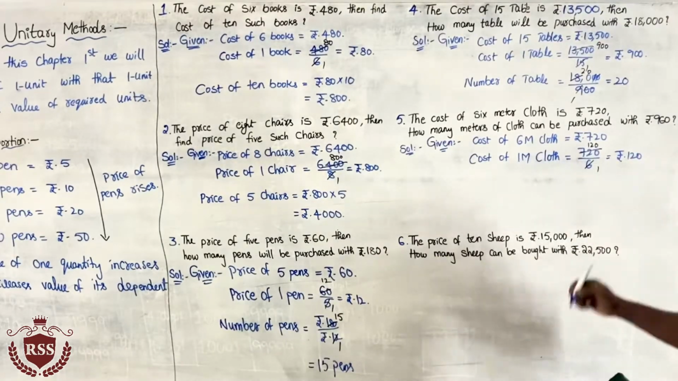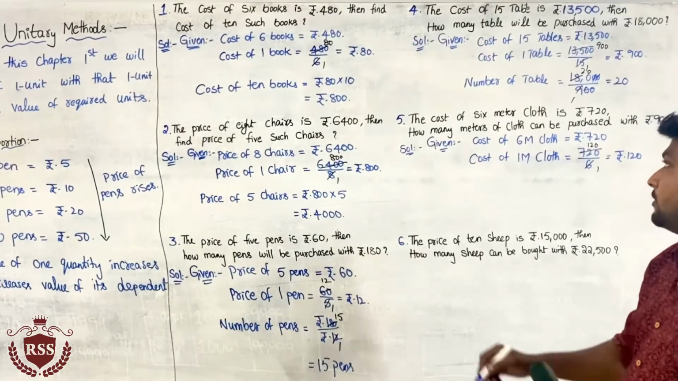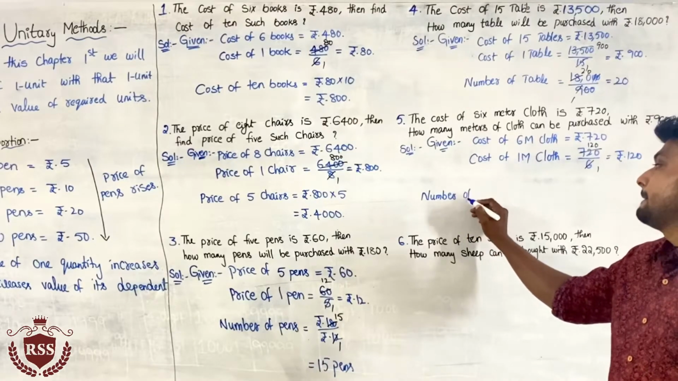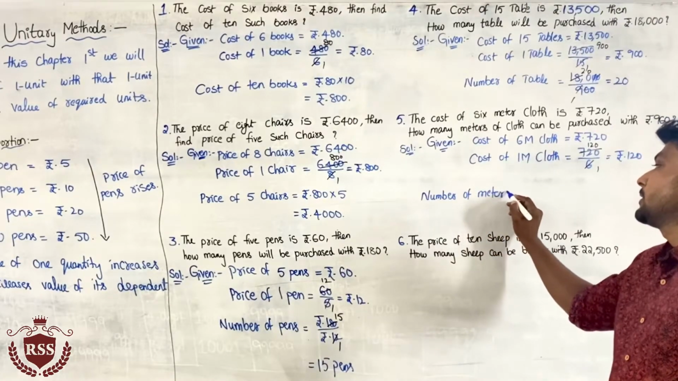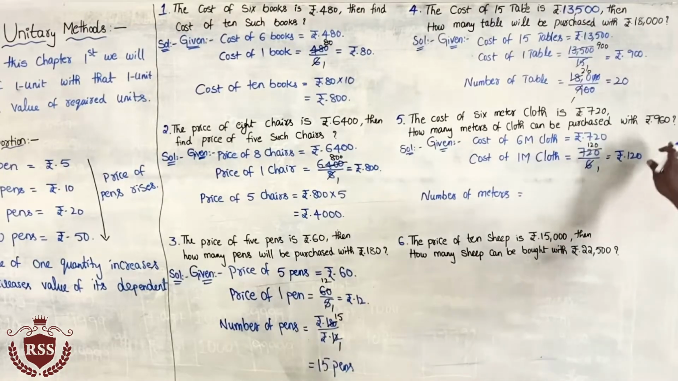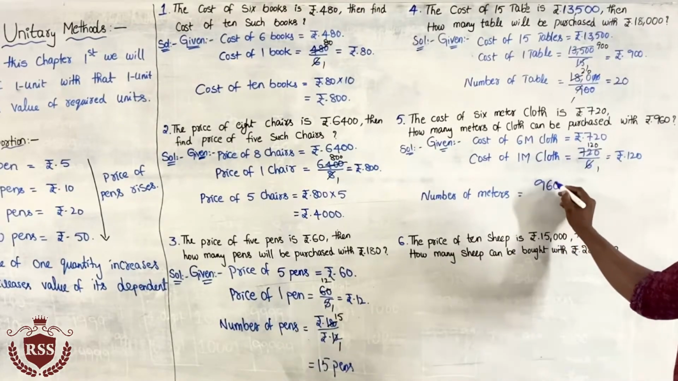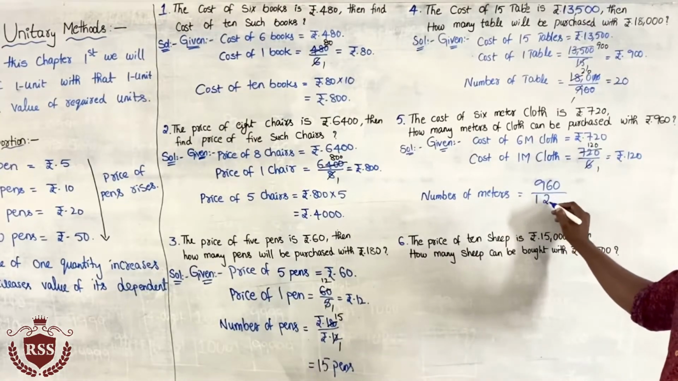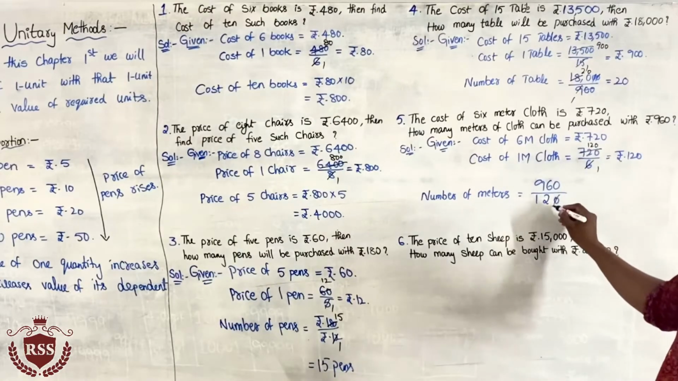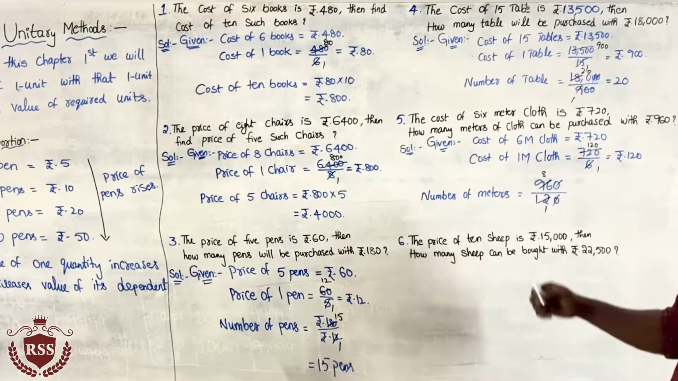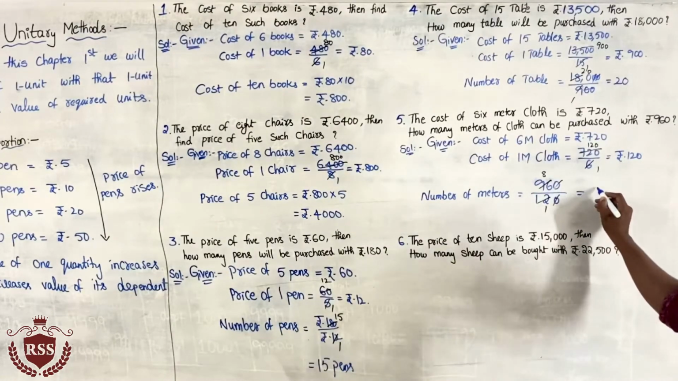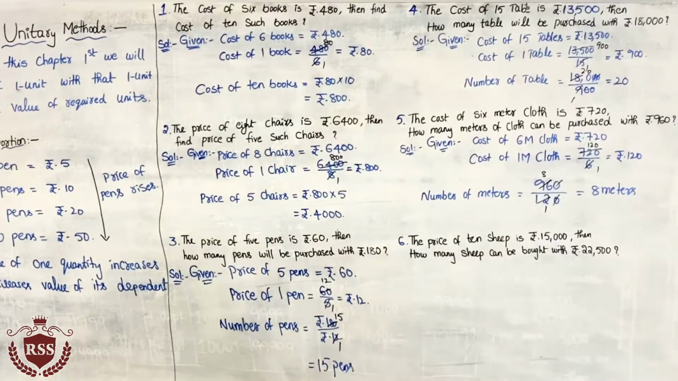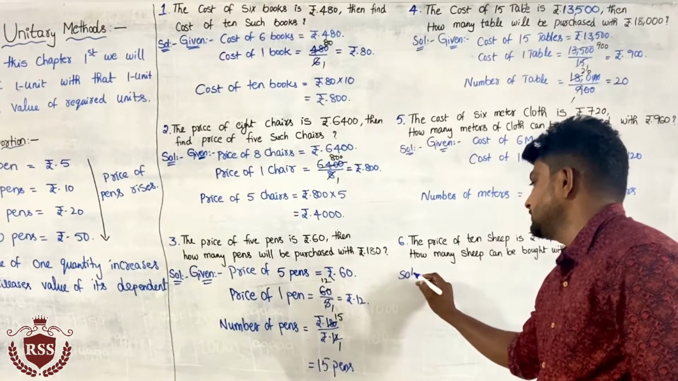So now I require the number of meters of cloth. Number of meters equals 960 divided by the cost of each meter, which is 120. We can cancel the zero, and 12 ones are 12, 12 eights are 96. So the number of meters we can purchase for 960 will be 8 meters. Okay. Next question.